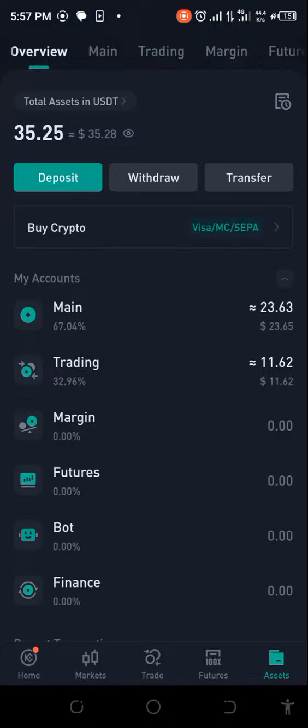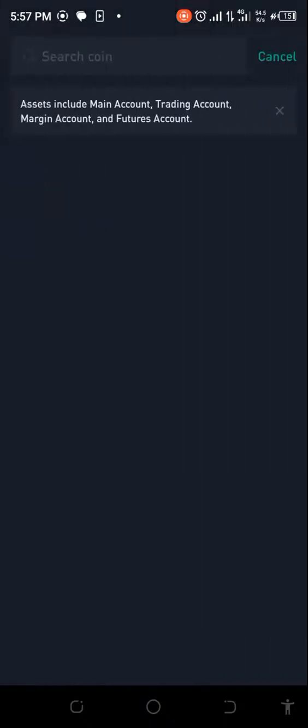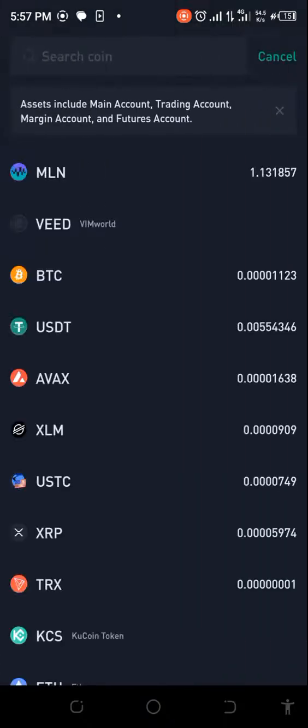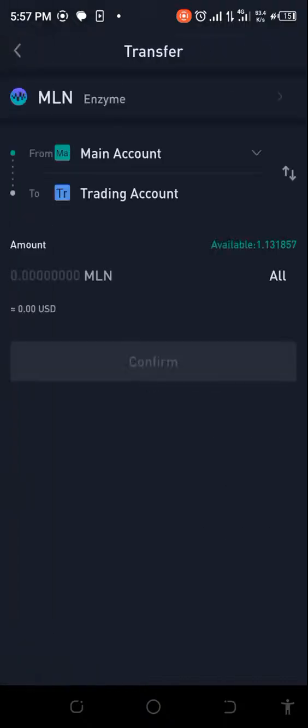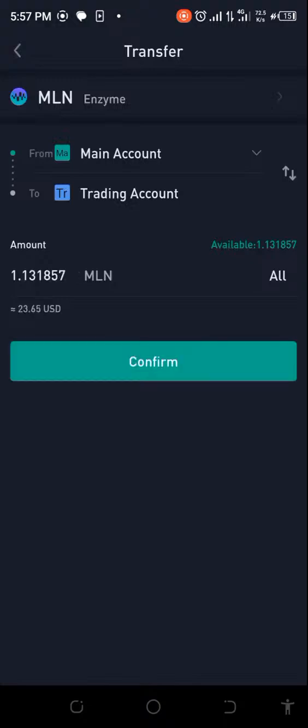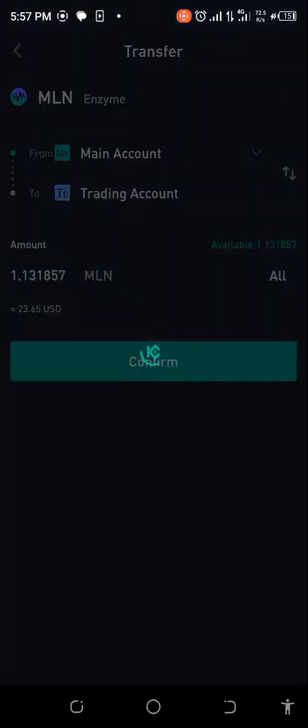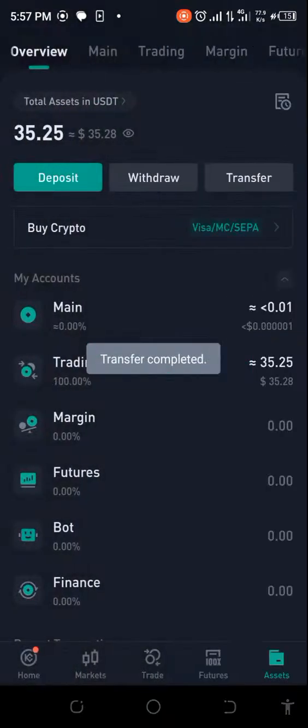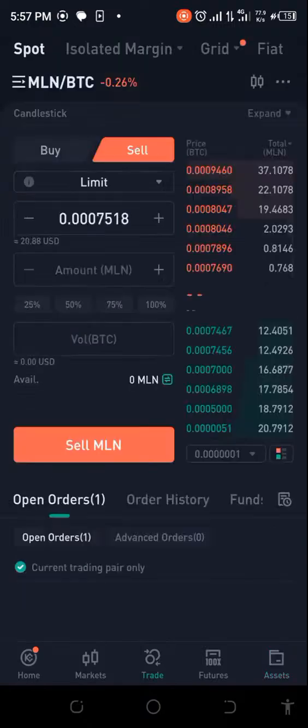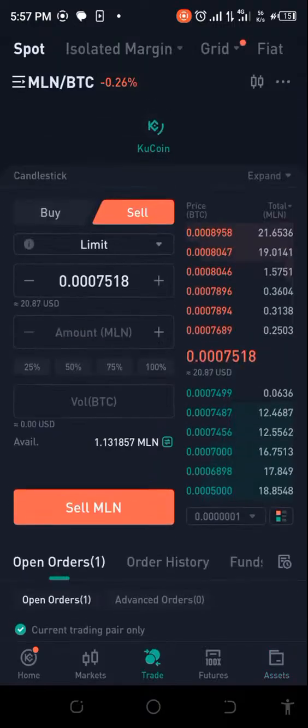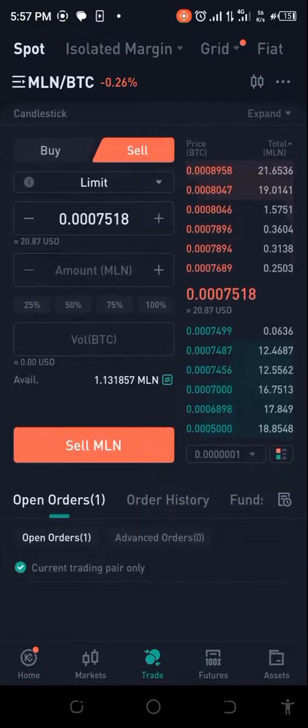Okay. So now what we need to do is transfer this. We're going to have to transfer this, right? So what do we have here? We have 1 point, okay, let's put all, and let's see, 1.13. So we're just going to put that 1.13. Oh, I love that sound. So we're going to go over to trade now. Okay, so when we do this, we're going to see everything here. Oh, wow.